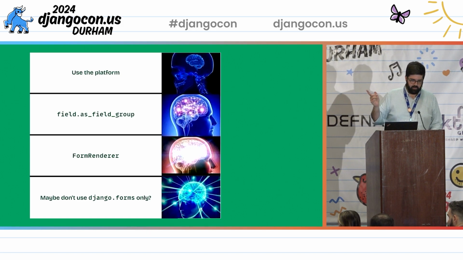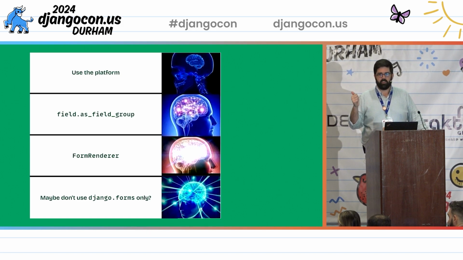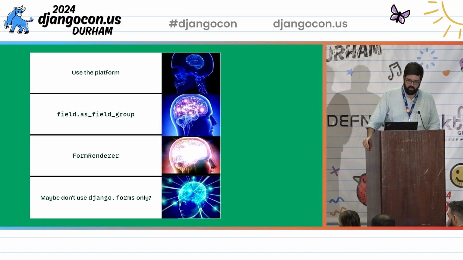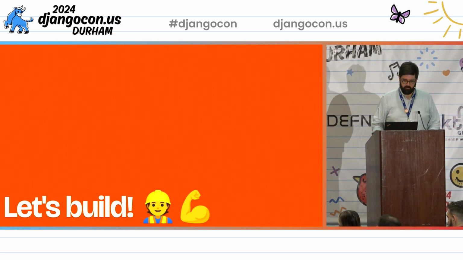Okay, so those are the 4 levels. Use the platform, use the inputs, use CSS. CSS is great, and it's getting better every day. The as_field_group. We've got our form renderer, and then all the additional third-party libraries provided by the Django ecosystem. Okay, so let's go ahead and build something with all this kind of knowledge that we've just gained.